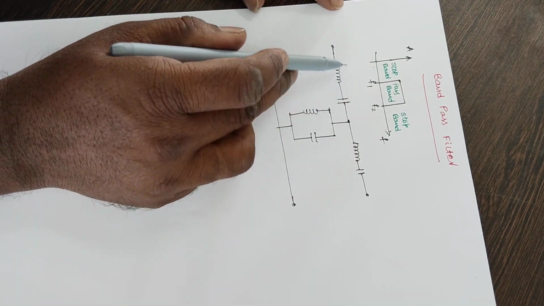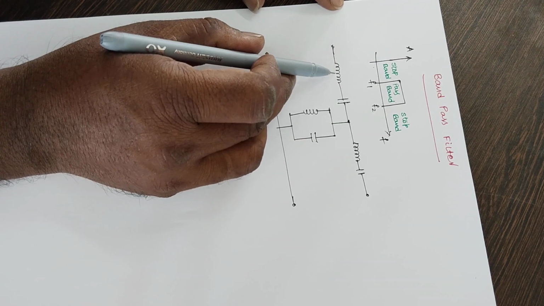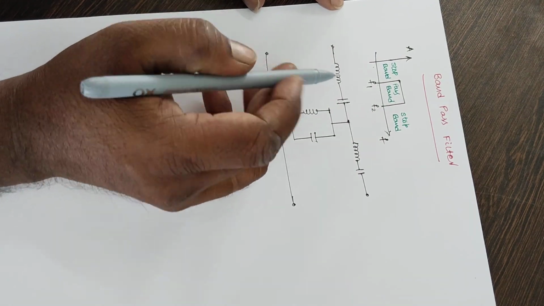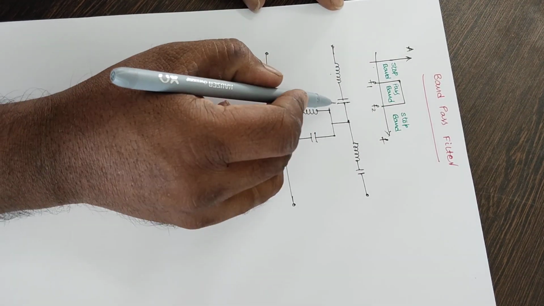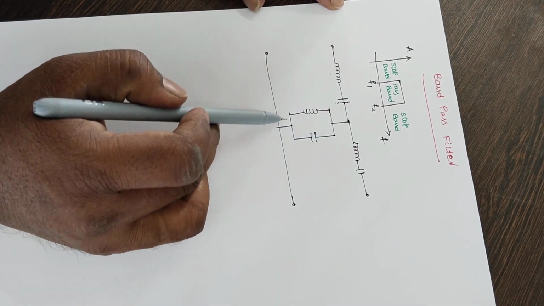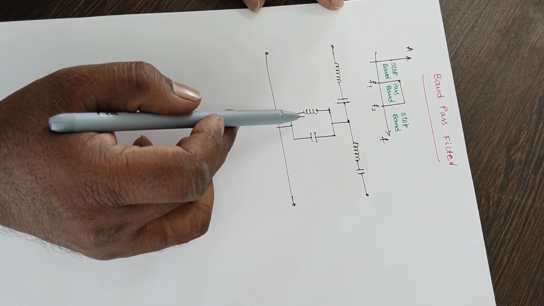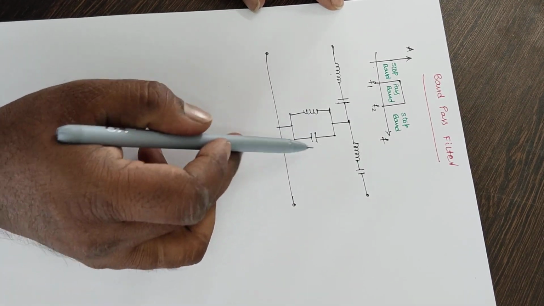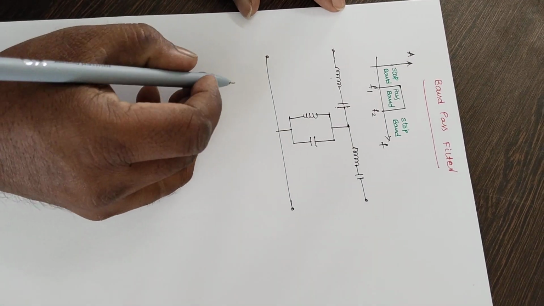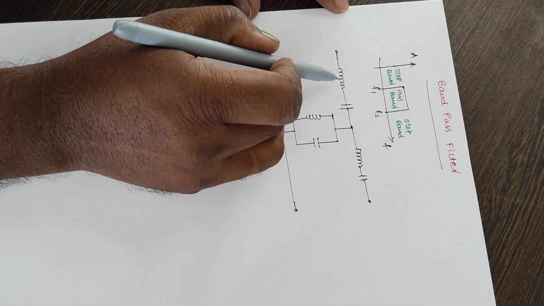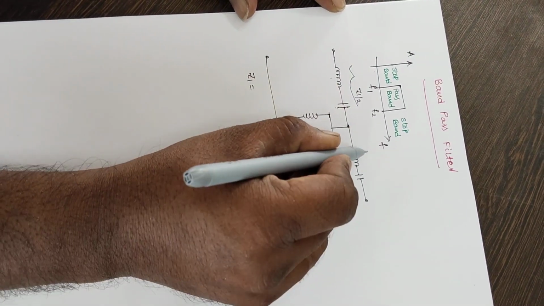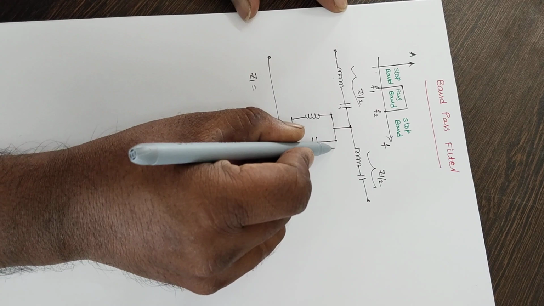These series arms are constructed with a series resonant circuit having inductance L and capacitance C. The shunt arm is constructed with a parallel LC circuit. Here Z1, the series branch, is actually Z1 by 2, Z1 by 2, and now the shunt branch is Z2.